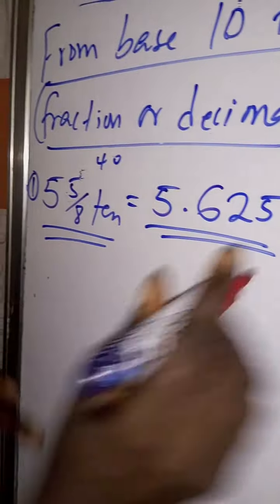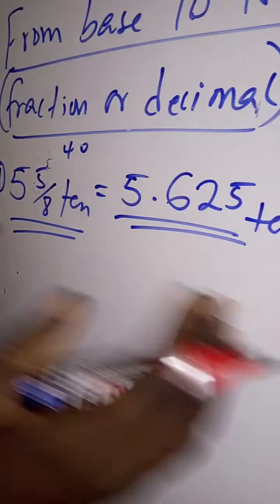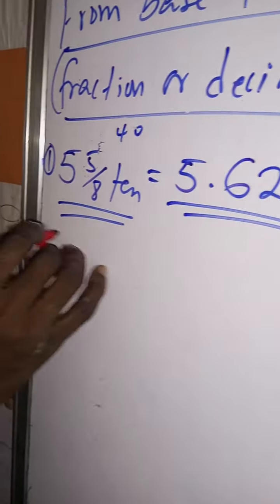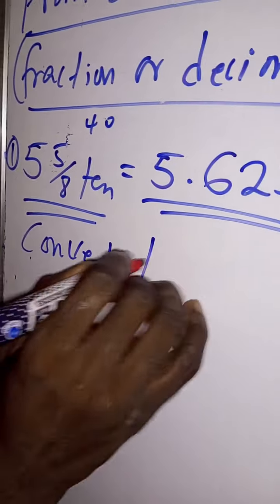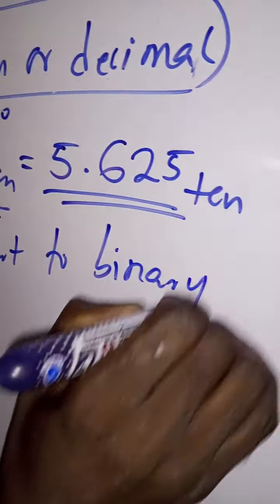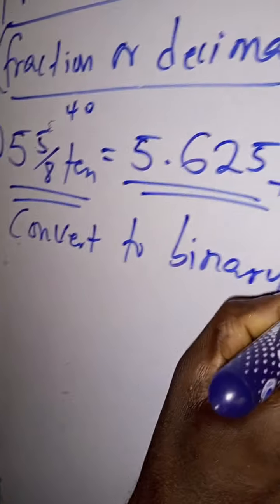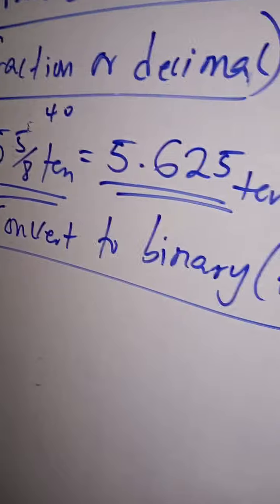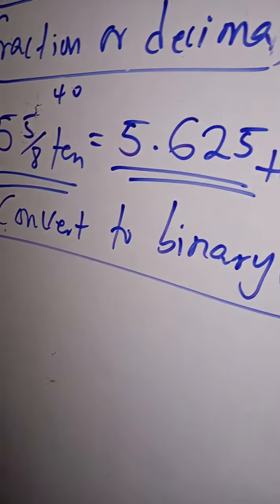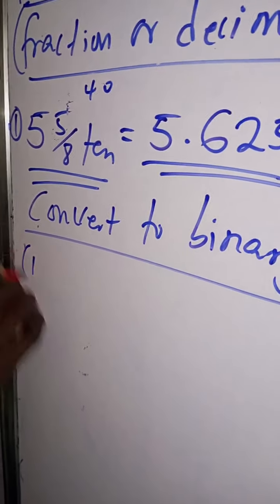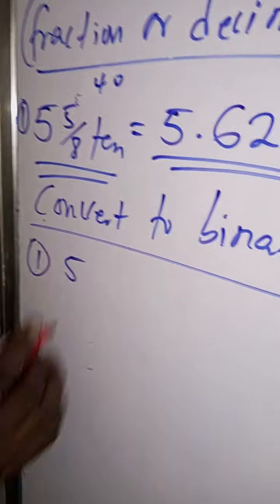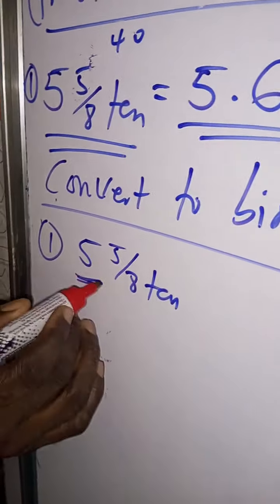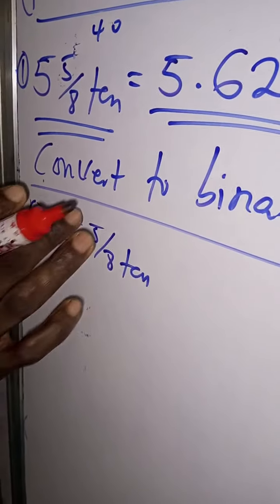So any of the two is base 10. They might give you any of these and say convert to binary. You can say convert to binary, that is base 2. Base 2. So how do we go about it? Let's start with this. If you are asked to convert this fraction to binary, 5 over 8, I'll first deal with this whole number on its own.